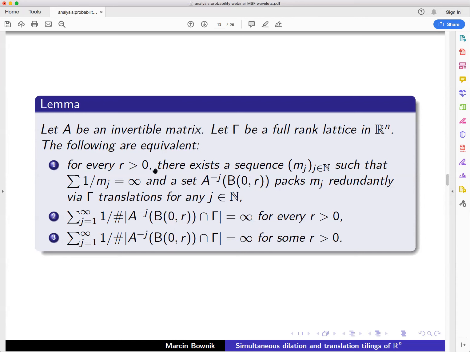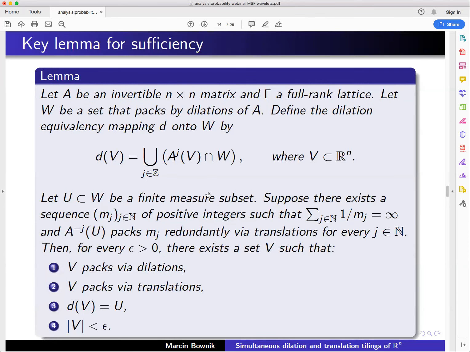But it's also equivalent to this condition, that there is a sequence m_j so that the series of reciprocals of the sequence diverges, and the set A to the power negative j applied to B(0, r), so the negative dilate of a ball of radius r, packs m_j redundantly via translation for every j. Okay, so that's what we have. Okay, so now what is the key lemma for sufficiency?